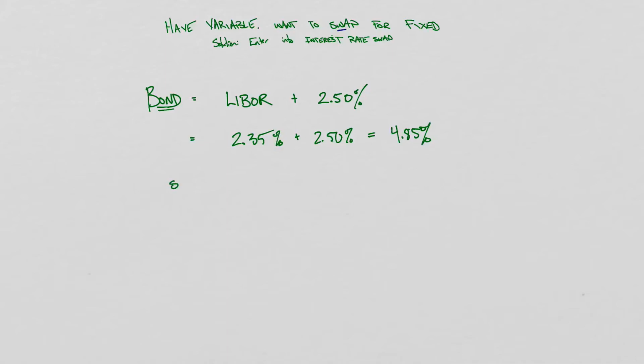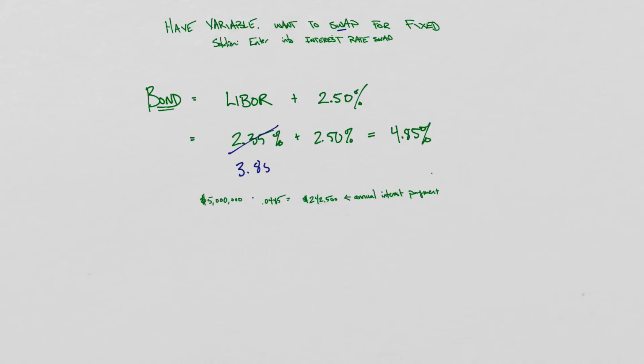That is, suppose LIBOR goes from 2.35% to 3.85%. That is, it rises by 150 basis points. So interest rates have risen by 1.5%. That means the total cost of our loan now, we still pay that 2.5% fixed spread, but the total interest payments on our loan are now at 6.35%.